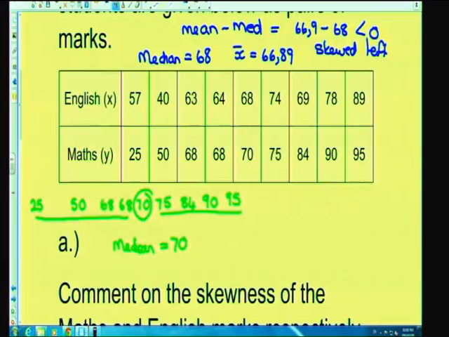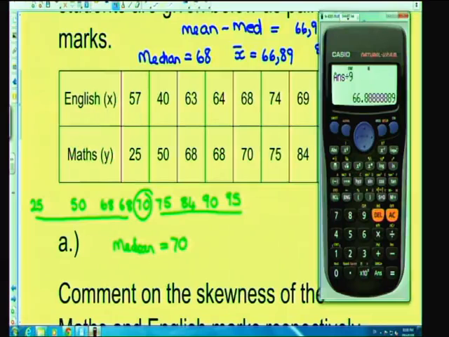Equals 70. Now we need to get our mean, so we bring back our calculator, and this time I'll try to be clever so we don't have to move it. It's going to be 25 plus 50 plus 68 plus 68 plus 70 plus 75 plus 84 plus 90 plus 95. And that gives you 625, which we have to divide by 9 to get the mean. And our mean is 69.4.